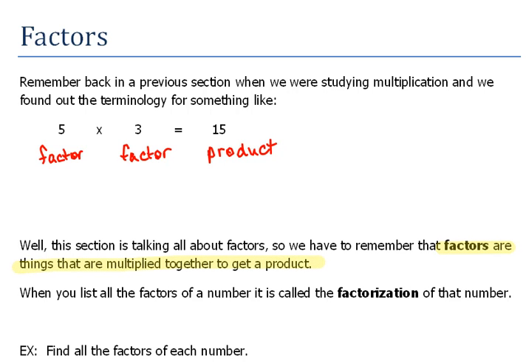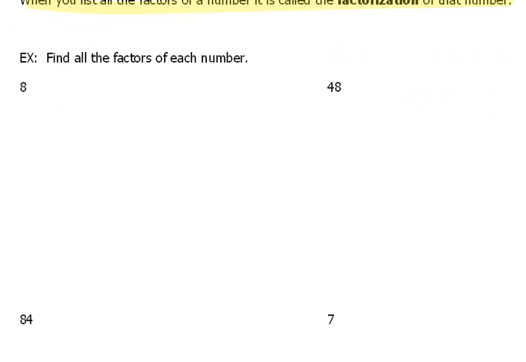That's extremely important. Now, when we write out all the factors of a number, that's called the factorization of that number. So let's do some practice. Here we have the number 8, and we want to write out the factorization of it, or all of the factors. This says find all the factors of each number.